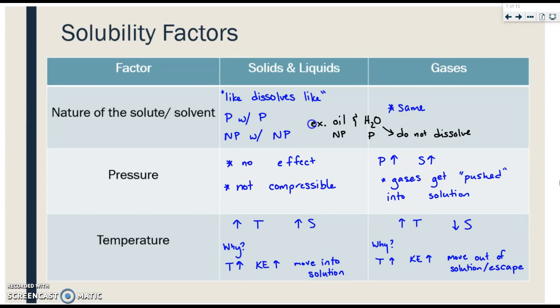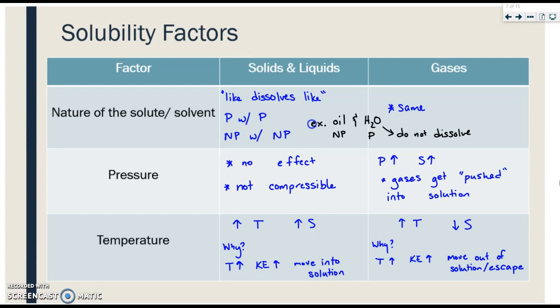For pressure, solids and liquids are not affected by pressure changes because they are not compressible. Gases, on the other hand, are. When the pressure increases, solubility also increases. That's because the gases are getting pushed into solution. Pressure is being applied, and the gases have no choice. They can't escape. Therefore, they go into solution.